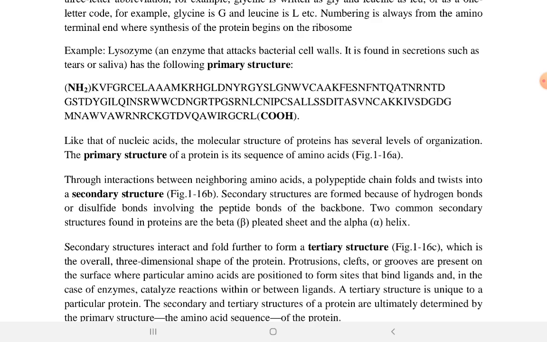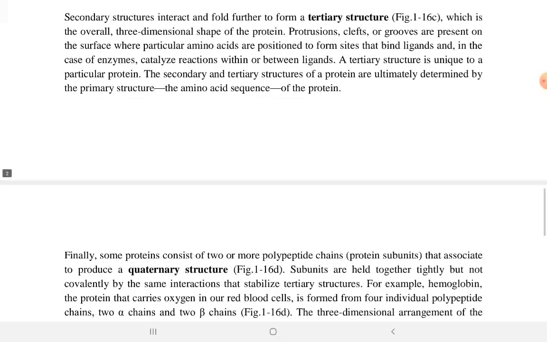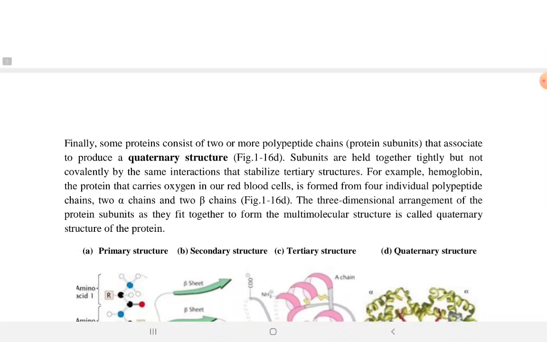And then the tertiary structure of a protein is ultimately determined by the primary structure, the amino acid sequence of that protein. And finally, some proteins consist of 2 or more polypeptide chains, what we call protein subunits, and those associate to produce a quaternary structure.